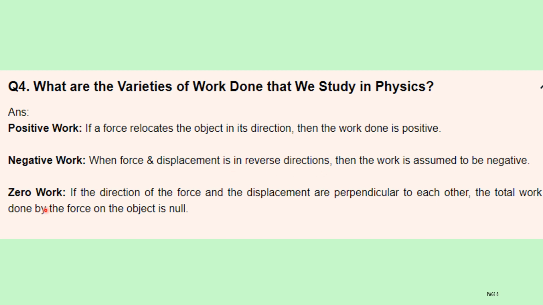Then zero work, if the direction of the force and the displacement are perpendicular to each other. If the direction of the applied force and displacement are perpendicular, if the angle is exactly 90° between the applied force and displacement, in that case the total work done by the force on the object is null or zero.